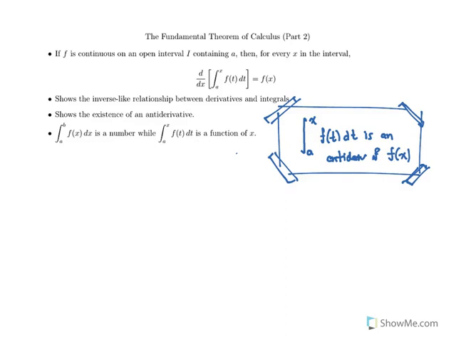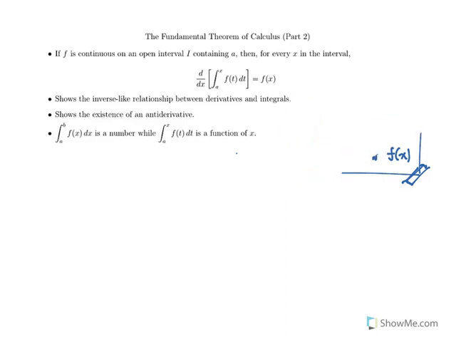And now we're going to talk about the second part of the fundamental theorem of calculus. In this case, we're going to have that f is continuous on some open interval containing some value a. And for every x in the interval, we have this nasty looking statement: the derivative with respect to x of the integral from a to x of f of t dt is equal to the function value at x.